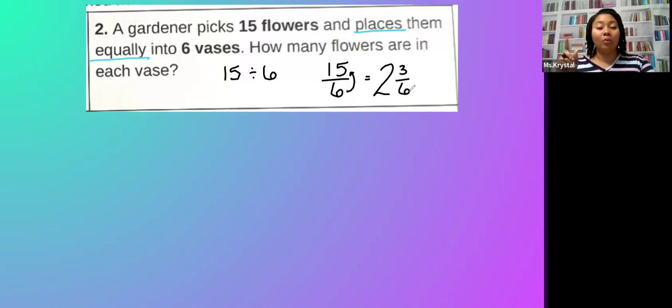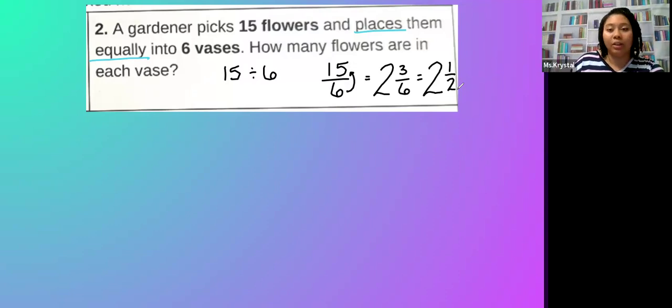So let's see how well we were listening from before. 3 is that halfway mark of 6, which means this reduces down to, if you said 2 and 1/2, you're absolutely correct. So you can start familiarizing yourself with those halfway numbers like 3/6 and 4/8, 5/10, 10/20, 25/50, whatever is one of those halfway numbers, where half the whole number is on the top and the whole number is at the bottom. That's really, really going to be good to just lock in that beautiful noggin.